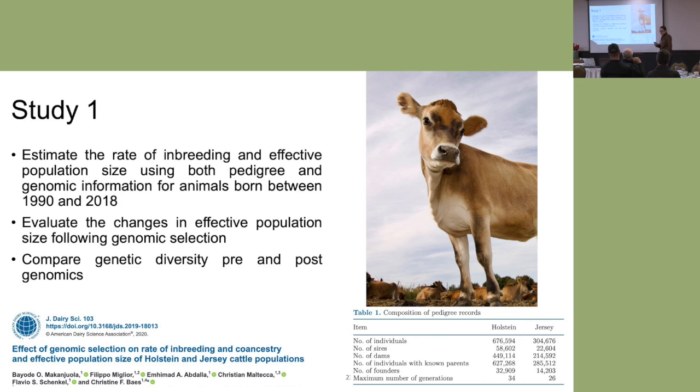So the first study, I'm going to go through 3 studies, hopefully relatively quickly. The first one is we wanted to estimate the rate of inbreeding and the effective population size using pedigree and genomic information for animals born between 1990 and 2018. We wanted to look at the changes in effective population size following genomic selection, and at the genetic diversity pre and post genomics.